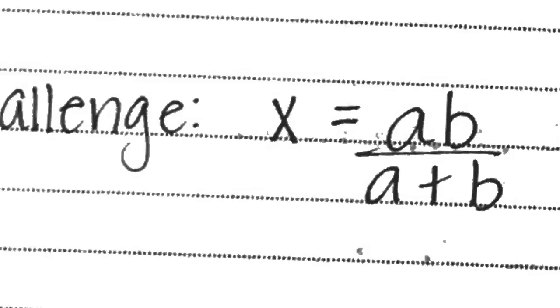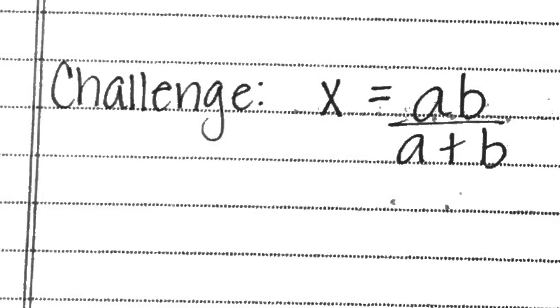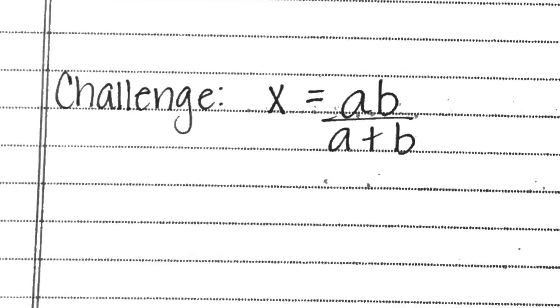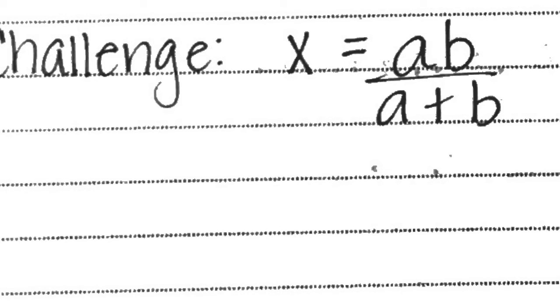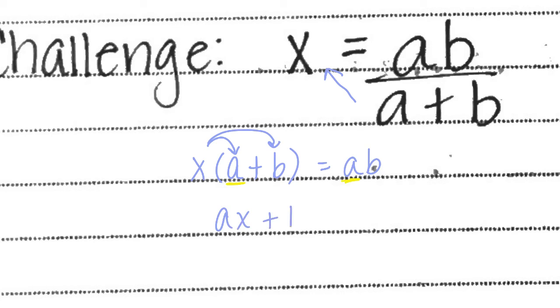All right, we're going to try this challenge one real quick. Ooh, it's telling us to solve for A. Sorry, I don't have that written here. So the first thing I'm going to do is cross multiply. Notice I have x times A plus B is equal to AB. We're still solving for A. Notice I have 2 of them. But I want to go ahead and distribute the x through. So I have AX plus BX equals AB.